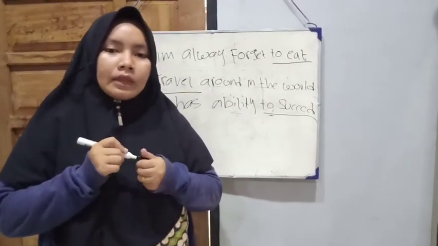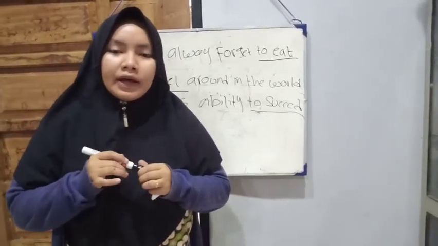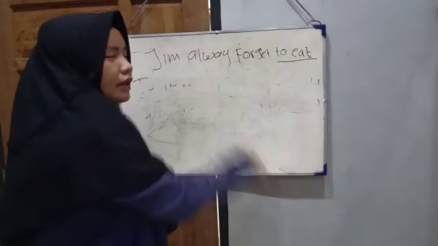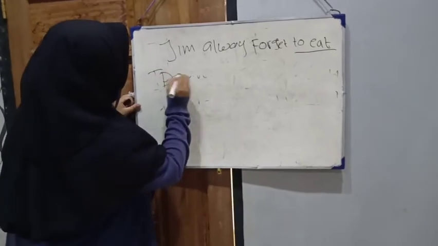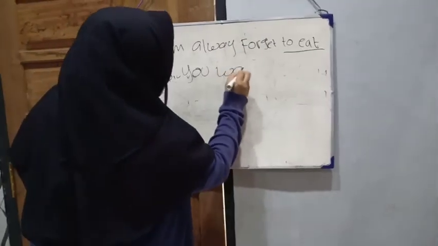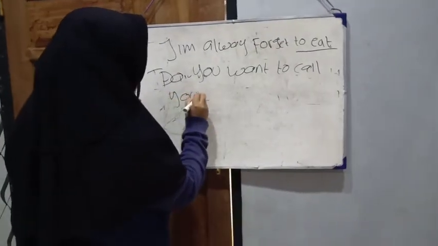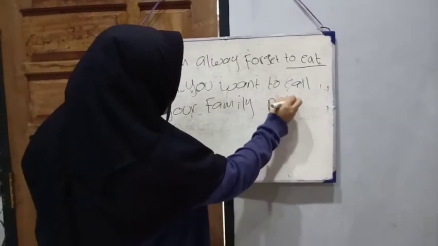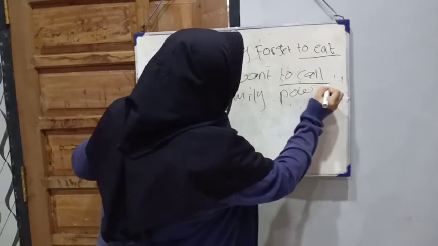And some verbs are directly followed by an infinitive. You can use an example like this: Do you want to call your family now? And we underline to call.